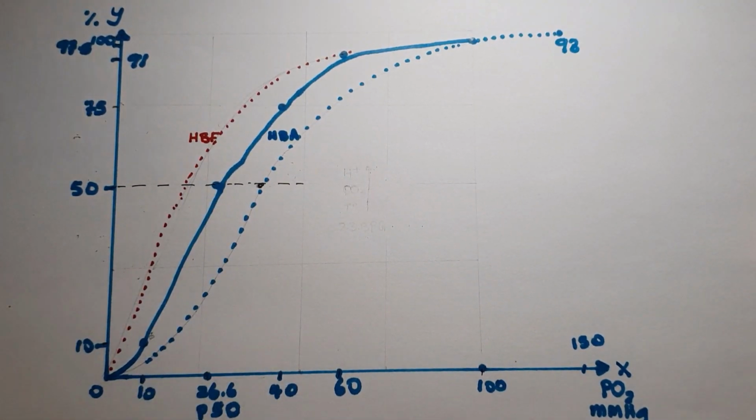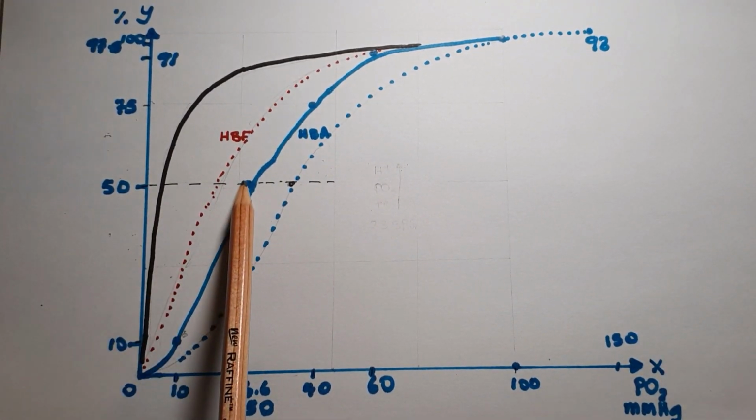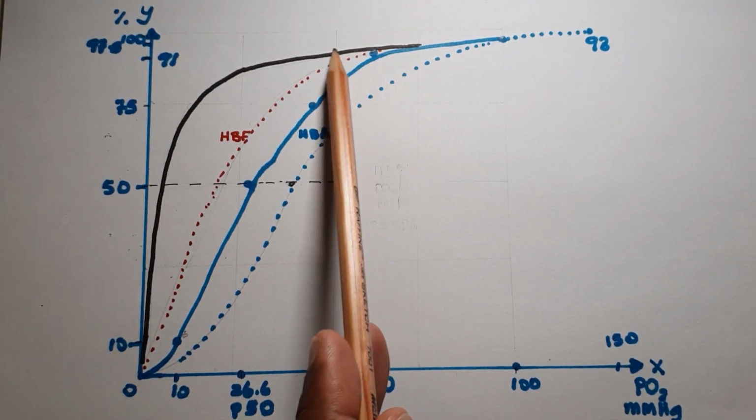Fetal hemoglobin has a low P50, therefore the curve is shifted to the left side. Myoglobin has a very low P50, and the curve is a rectangular hyperbola.